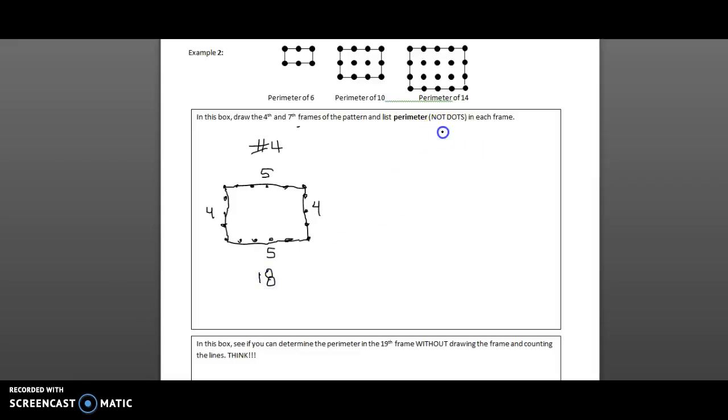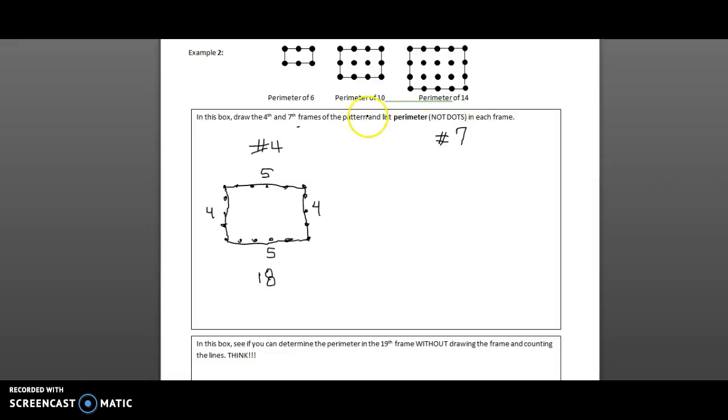So now when I do the 7th one, you should pause for a second and see if you can draw the 7th one explicitly, meaning you don't have to rely on counting up from the 4th frame, but instead rely on the frame number. So pause for a second, see if you can do that, and then come back and you can watch me do it and check your work.